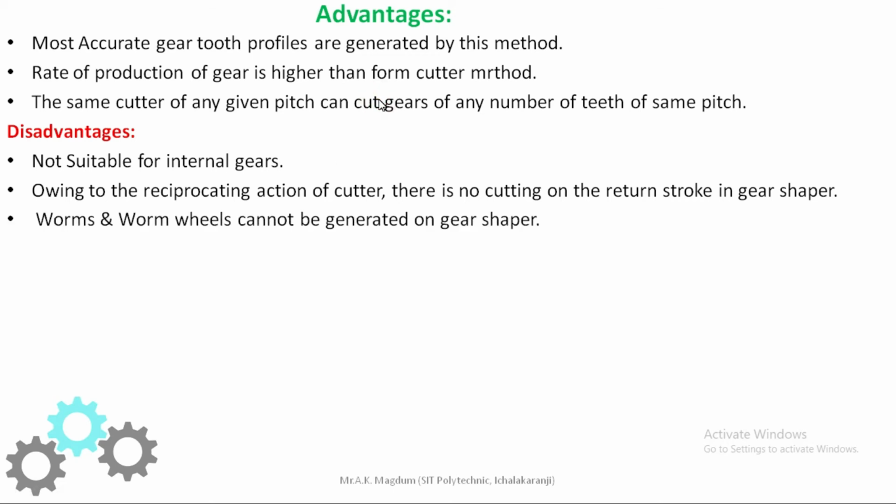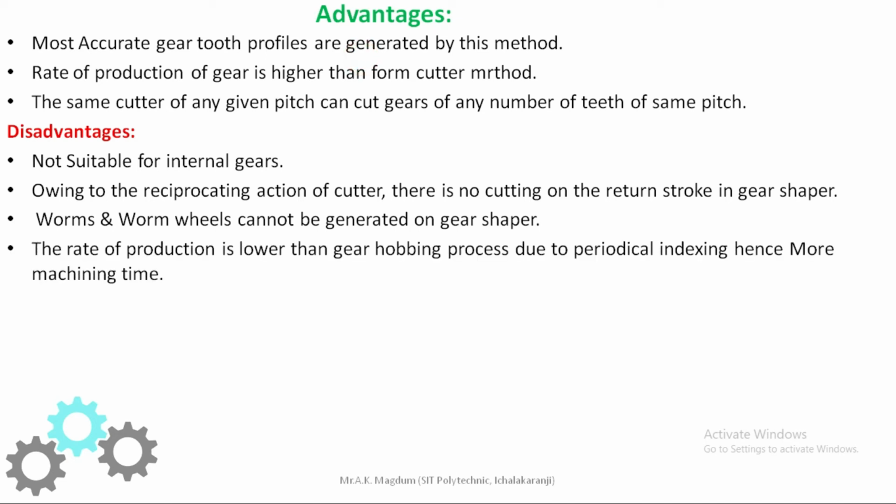Next, worm and worm wheels cannot be generated on a gear shaper, and this is a drawback of this type of manufacturing. Just like we cannot produce internal gears, in the same way worm and worm wheels cannot be generated on a gear shaper either.